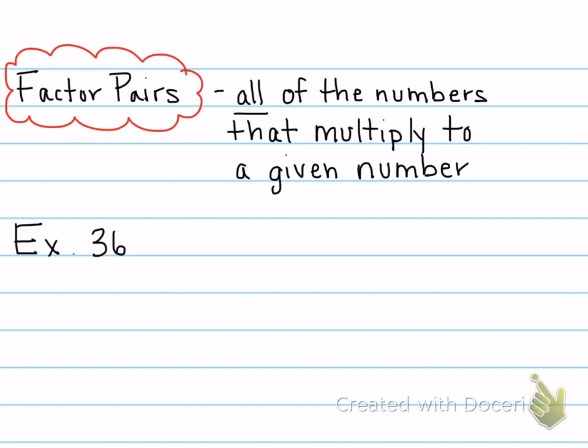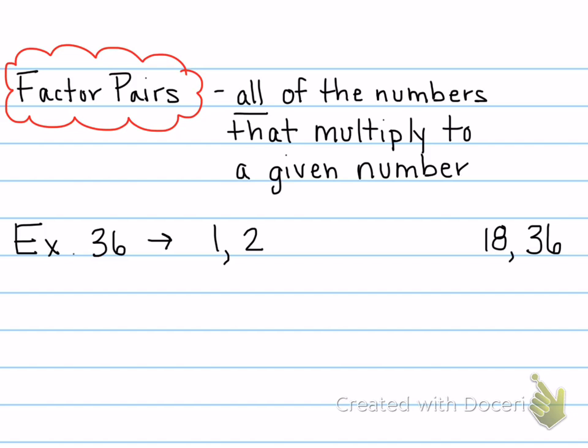I'm going to always start with 1 and 36, and I'm going to write them far apart because that's your first factor pair. It's the smallest and the biggest number that multiply to 36. And then I'm going to work my way up from 1 until I meet in the middle. So I go to 2, and I ask myself, does 2 go into 36? The answer is yes. I know that 2 times 18 is 36.